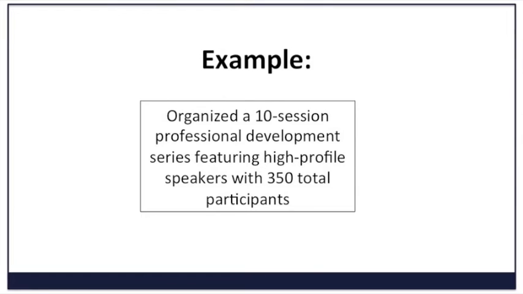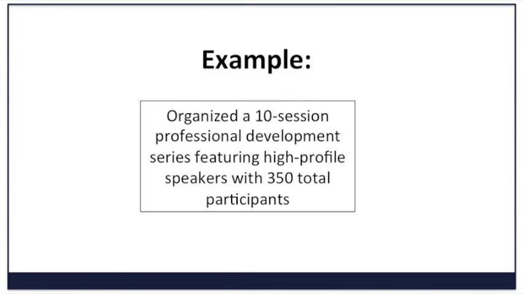To begin, here is an accomplishment statement. Organized a 10-session professional development series featuring high-profile speakers with 350 total participants. This statement meets the criteria mentioned earlier. It is concise, uses active language and active verbs, and is results-oriented. However, the process of organizing a major event like this is usually complex, with many different components.